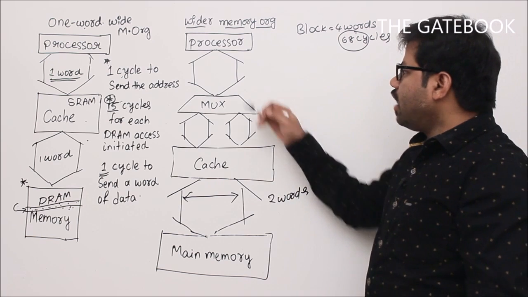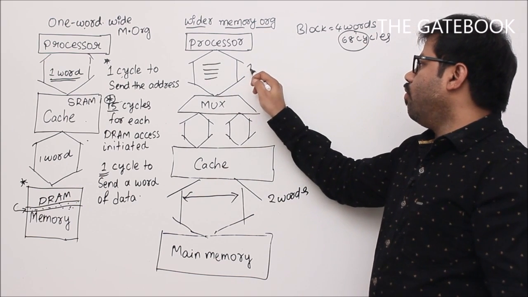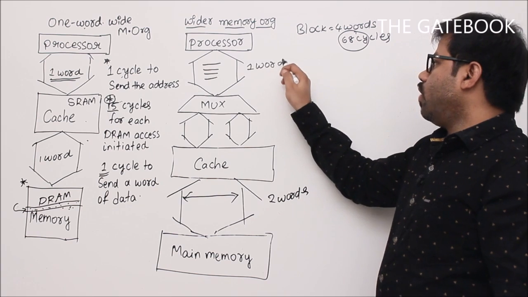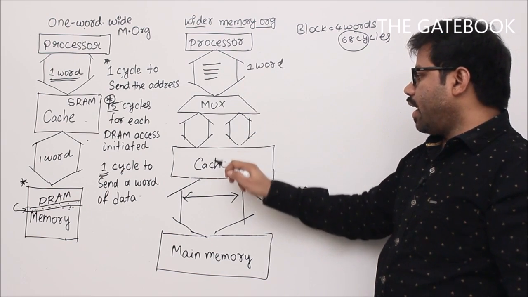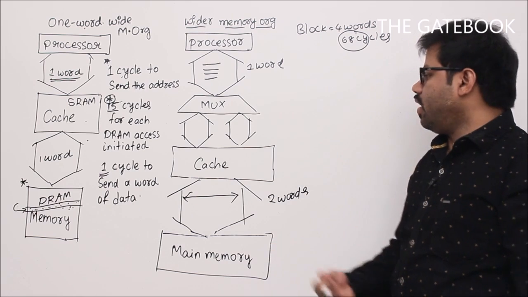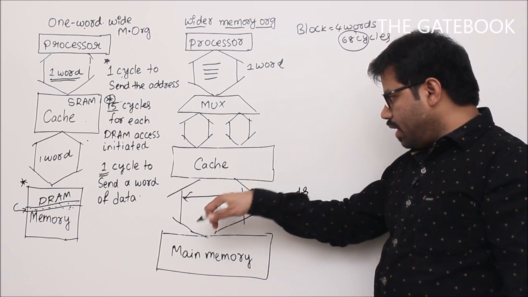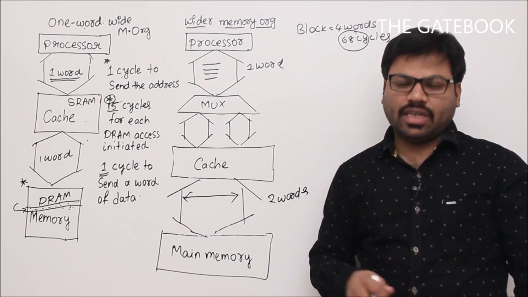Now again, between cache and processor, the width of the bus is only 1 word. So between processor and cache, I am not increasing the bus width, it's unnecessary for me, I don't want it. But I want to increase the width of the bus between cache and main memory. Then what happens, we will see.